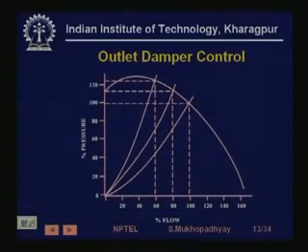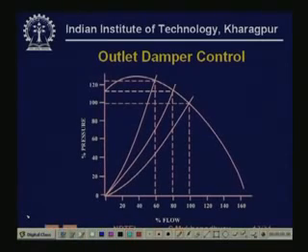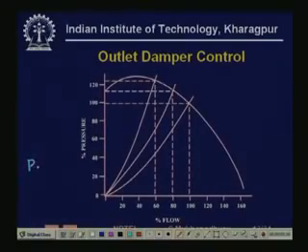So now let's look at what happens to the operating characteristics when you have damper control. Here is the fan curve. Now a damper essentially puts a resistance, so you can consider the damper to be part of the load.